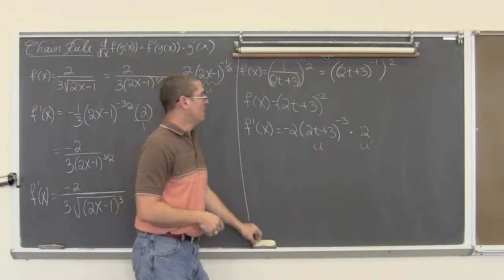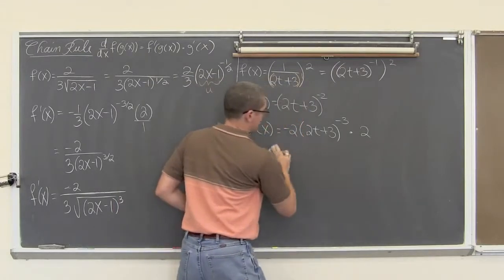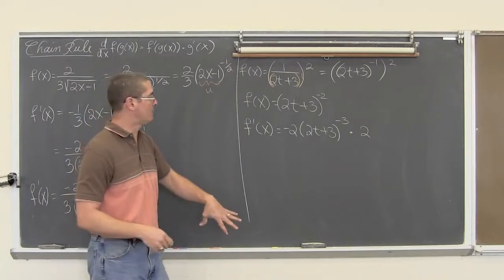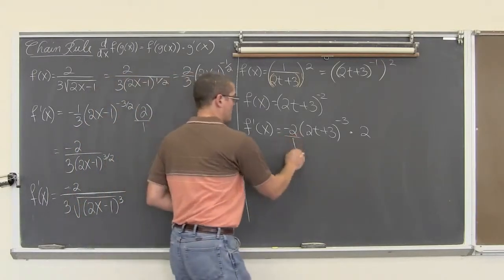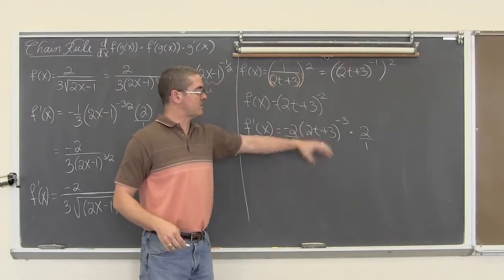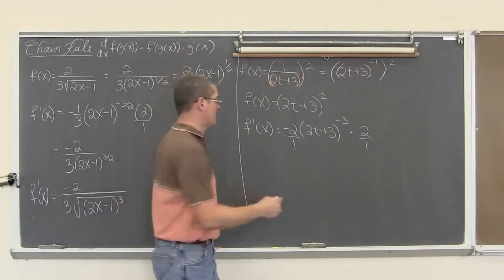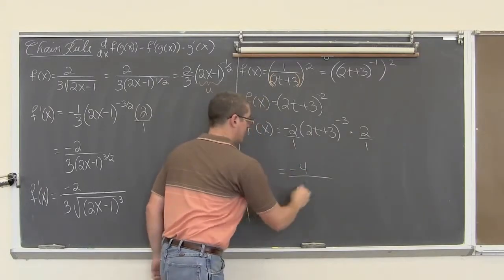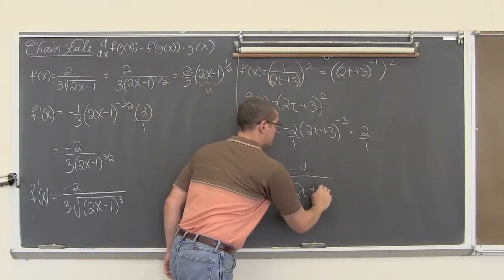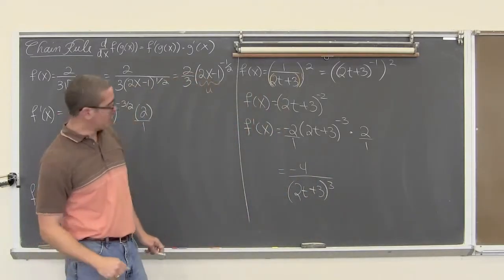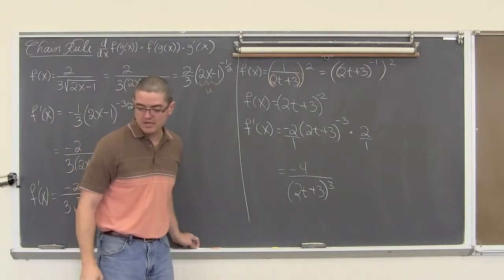Alrighty then. The only thing with the negative exponent is the 2t plus 3, so that's going to get moved down. This is negative 2 over 1, this is 2 over 1, and just this base with the negative exponent is going to come down into the denominator. So we get negative 2 times 2 is negative 4 over 2t plus 3, now raised to the third power. Double check it, and we are good.